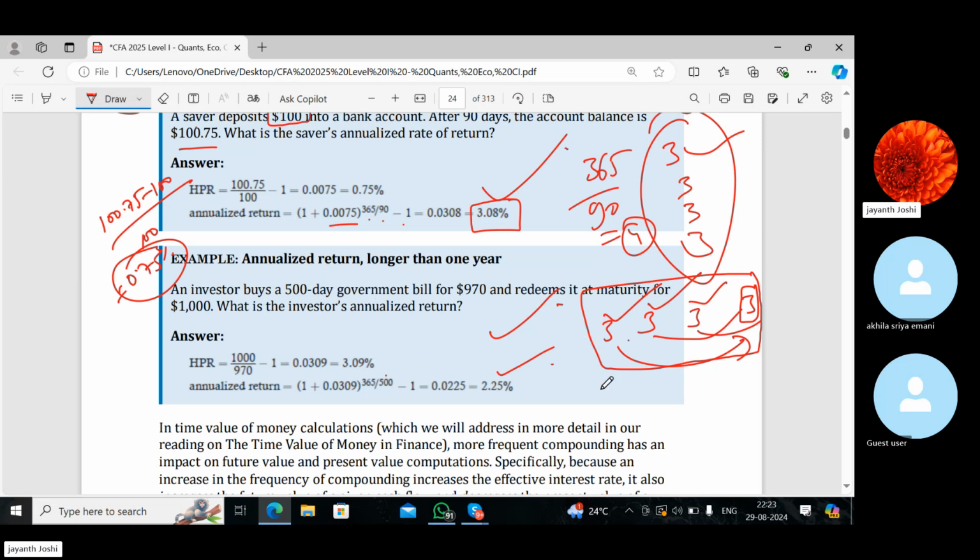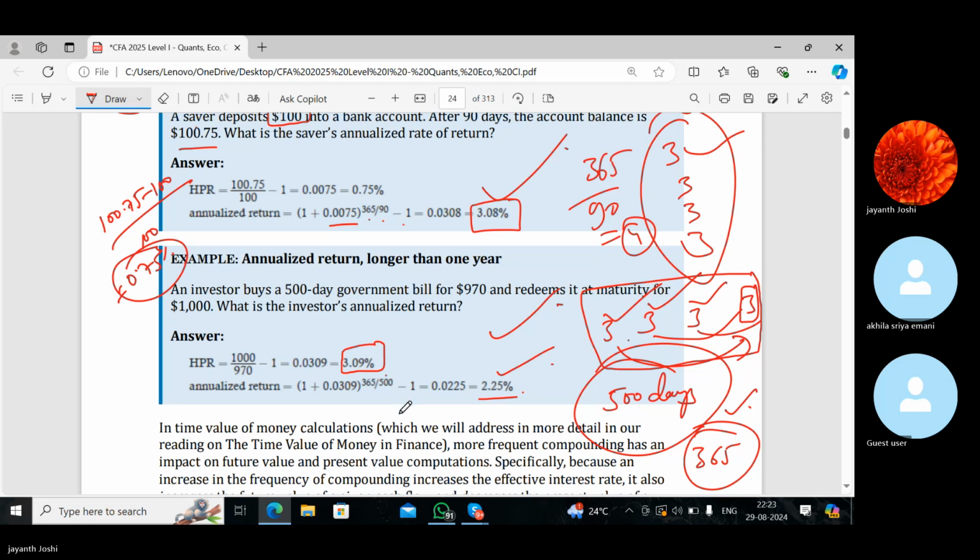Here your investment is for 500 days, so they are compressing it as per 365 days. Your returns for 500 days may be 3.09, but they want it as per 365 days. So you got 2.25. It will be less. Of course, if you are holding for fewer days, the returns would also be less than what you would get if you are holding for more days. That's a natural fact.